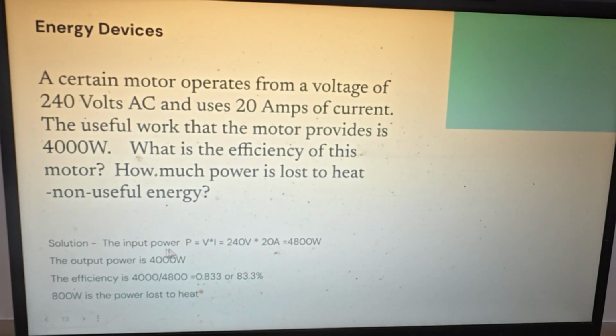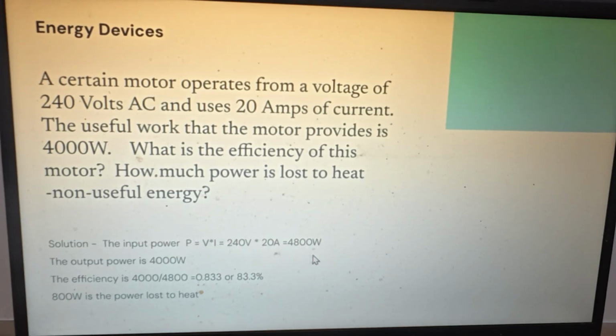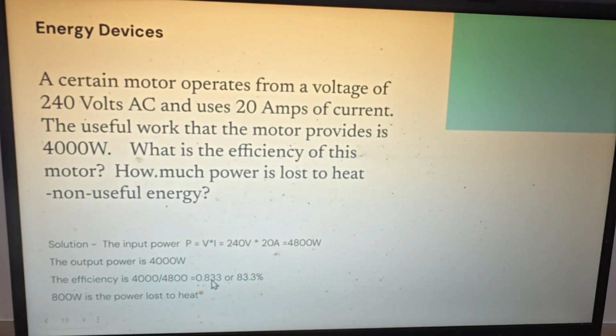So the solution to this one, the input power is voltage times the current, which is 240 volts times 20 amps, is 4,800 watts. So that's the input power. The output power is 4,000 watts, because it's stated that the motor provides 4,000 watts of useful work. So the output divided by the input, the efficiency, is 4,000 divided by 4,800, which is 0.833 or 83.3% efficient. So the difference between the input power and the output power is 800 watts. That difference is power lost to heat.